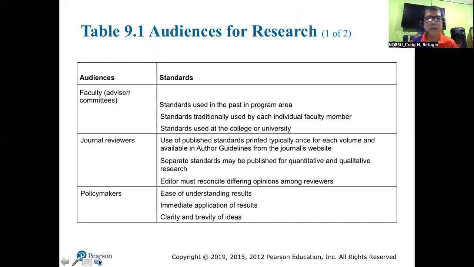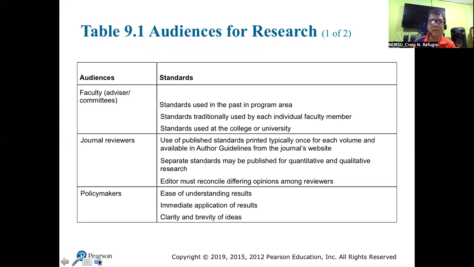For faculty, advisors, or committees, the standards include standards used in the past in the program area, standards traditionally used by each individual faculty member, and standards used at the college or university. So like at NORSU, we have a standard, and different faculty members in a certain university or college also have different standards. Even program areas have different standards.